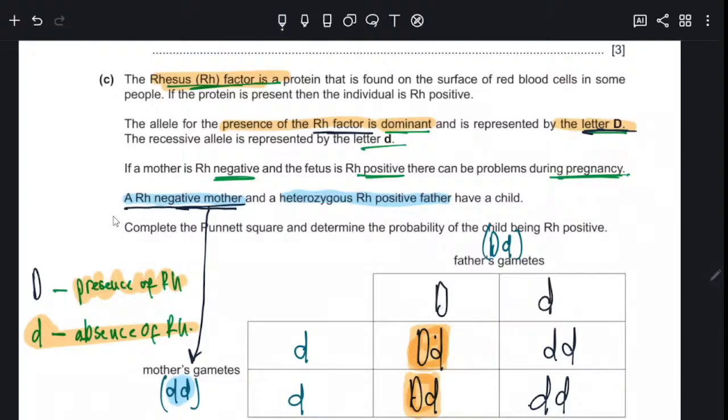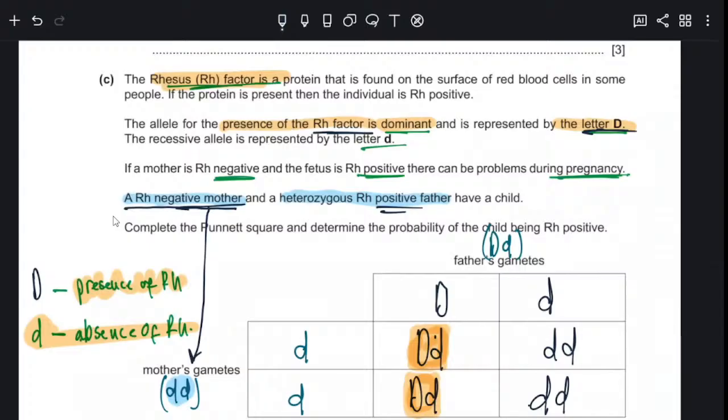The mom is not heterozygous because she is negative. If she was heterozygous, she would be positive because she would have the dominant one, and the dominant one is always expressed. It makes you positive. Are we together?